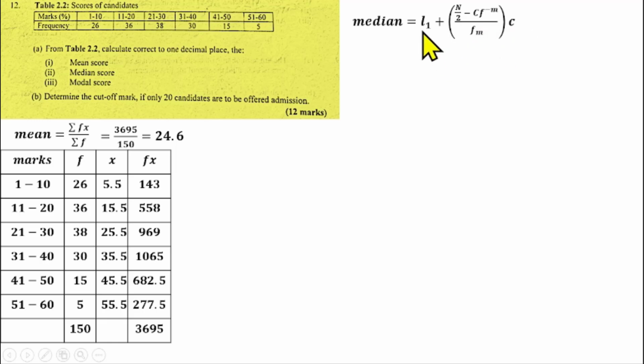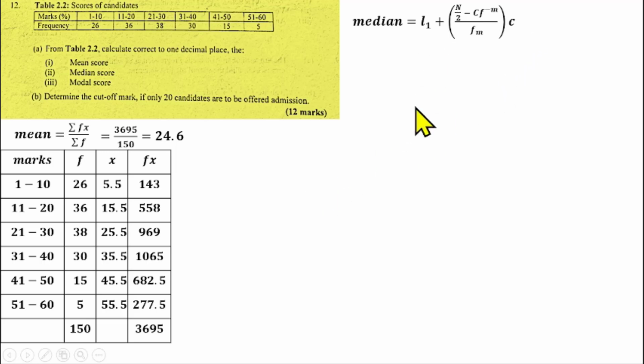I will come again. L1 is the lower class boundary of the median class. n over 2 is the median class. Then CF raised to power minus m is the cumulative frequency before the median class. Then fm is the frequency of the median class, multiplied by the class size.